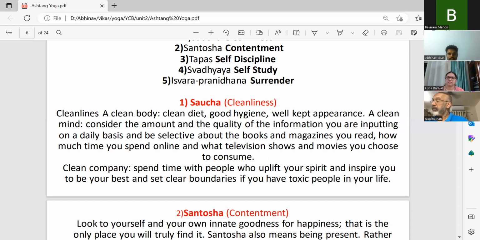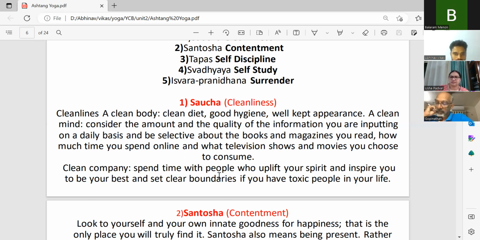So clean body, clean mind, and clean company are very, very important. If you are with toxic people, you will become toxic. If you are with people who enlighten you spiritually and inspire you, then definitely you will become a better being.